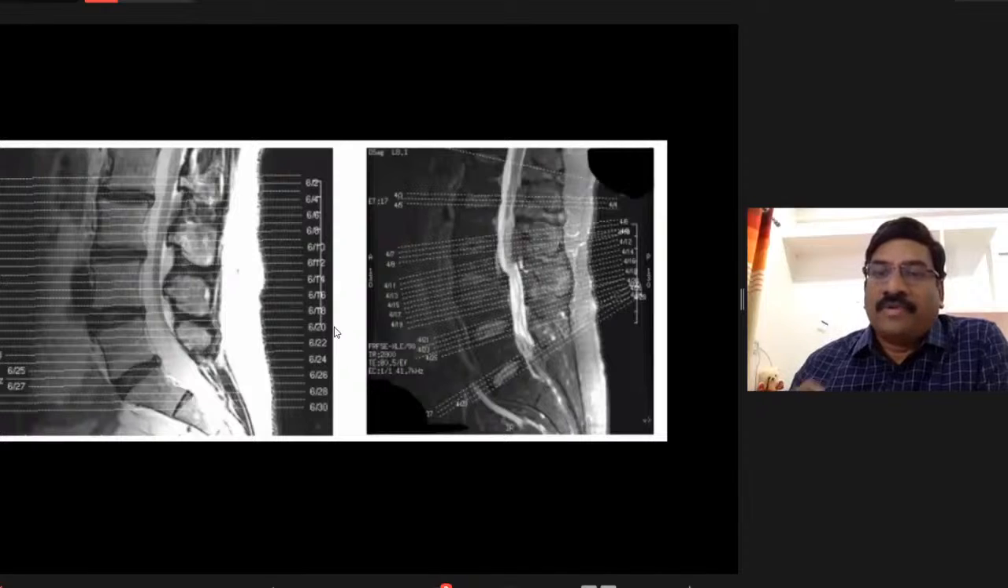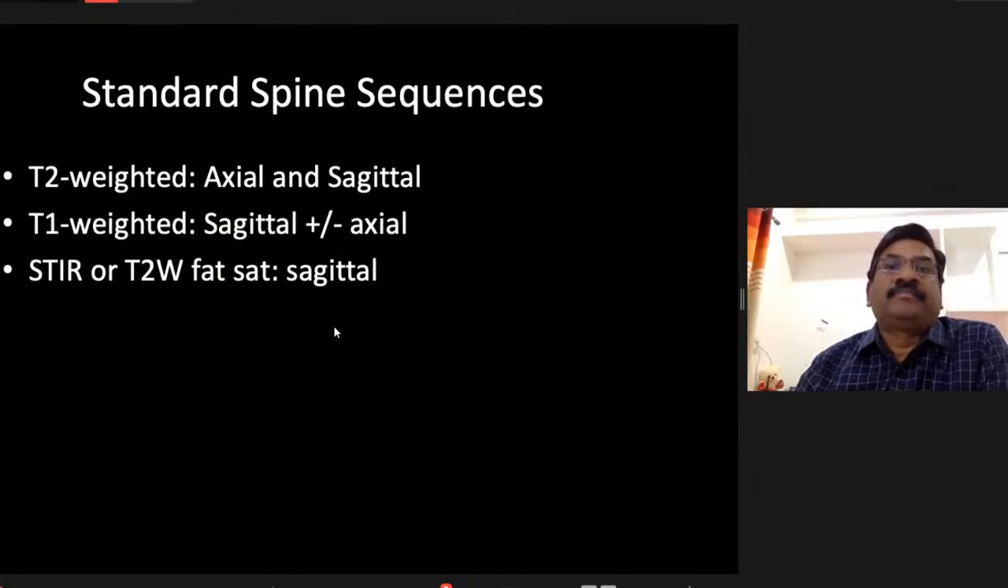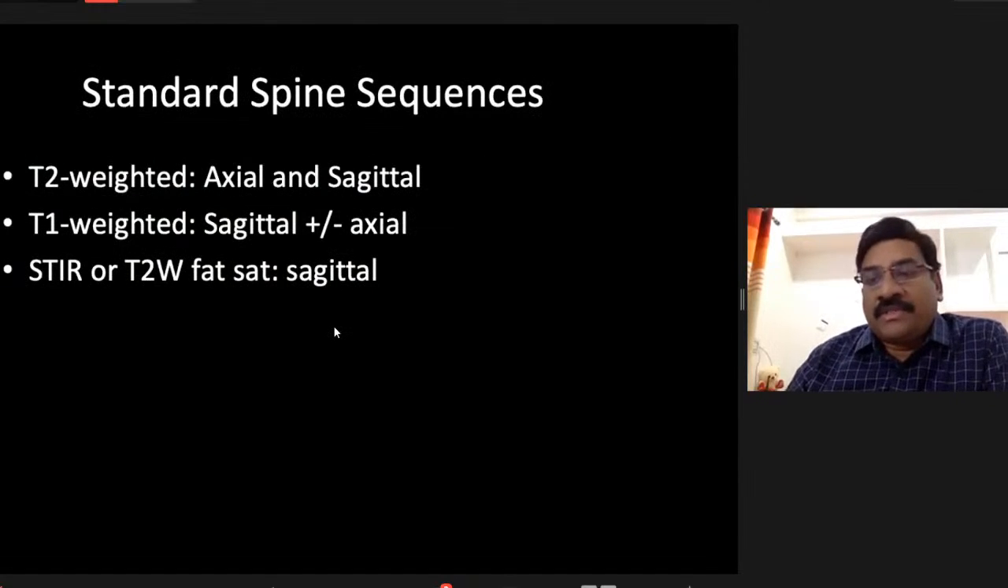So you need to note the number which is printed on the side of the image and correlate it with the printed image. Coming to the sequences which are commonly used, T2 weighted images are the most common, the one which is easy to understand and most of the time we identify it.